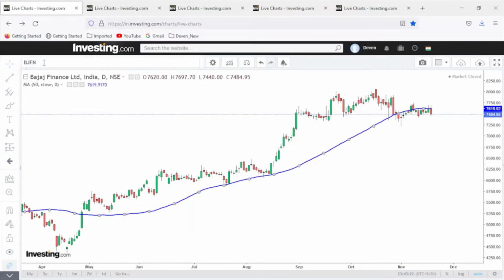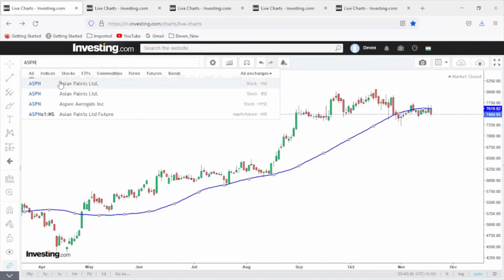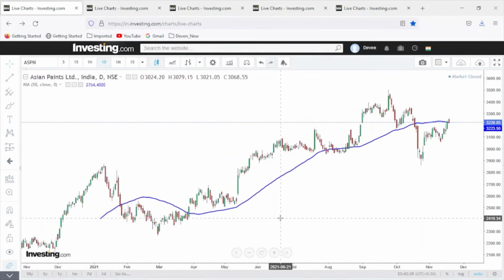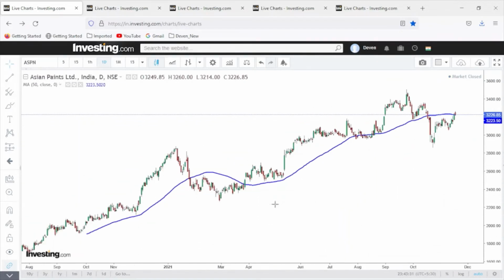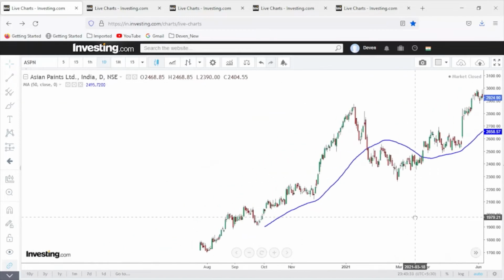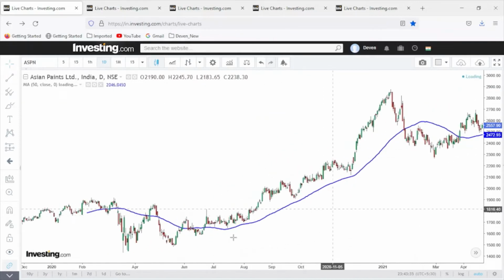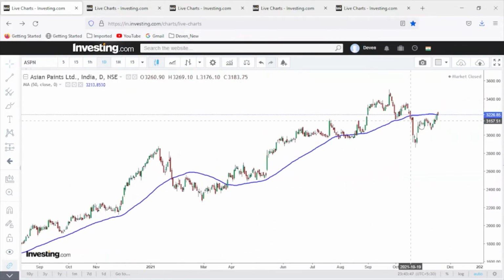Now there's another example of Asian Paints. It's a very good bullish stock and every dip in Asian Paints is a buying opportunity. Whenever the stock comes below 50 MA, it doesn't stay for a much longer time. It just comes back above 50 MA. So if you want to buy Asian Paints, you can wait for 50 MA.